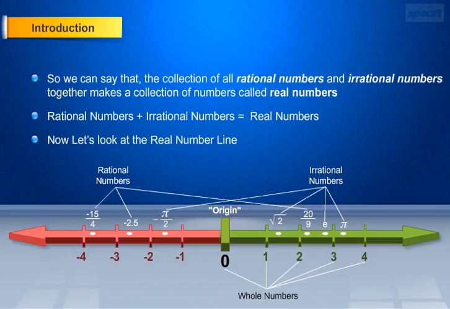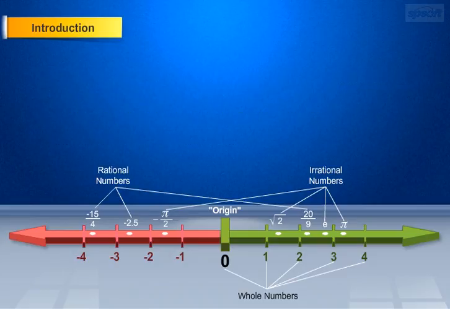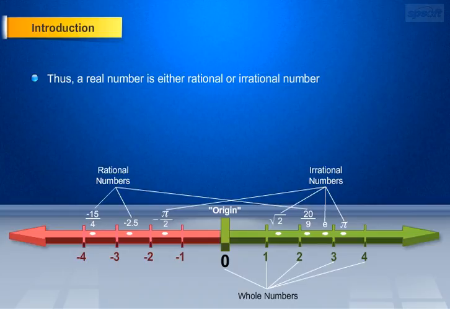Now look at these numbers on the real number line. In this real number line, the numbers 0, 1, 2, 3, 4 are whole numbers. And the numbers -15 by 4, -2.5, 20 by 9, and integers are rational numbers. And the numbers √2, pi, -5 by 2 are irrational numbers. Thus, a real number is either a rational or an irrational number.